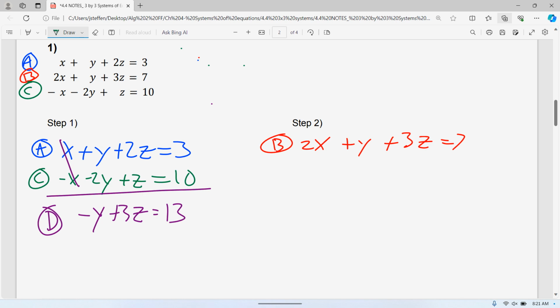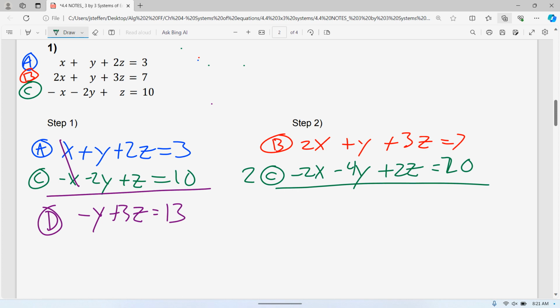I want to cancel the x's, so I need to multiply equation C by 2. This is the other thing I started doing a couple years ago: I put my C down, label that, but I put a 2 in front of it, so 2 multiplied by C. That is negative 2x minus 4y plus 2z, and the 10, just like we did before, by 2.